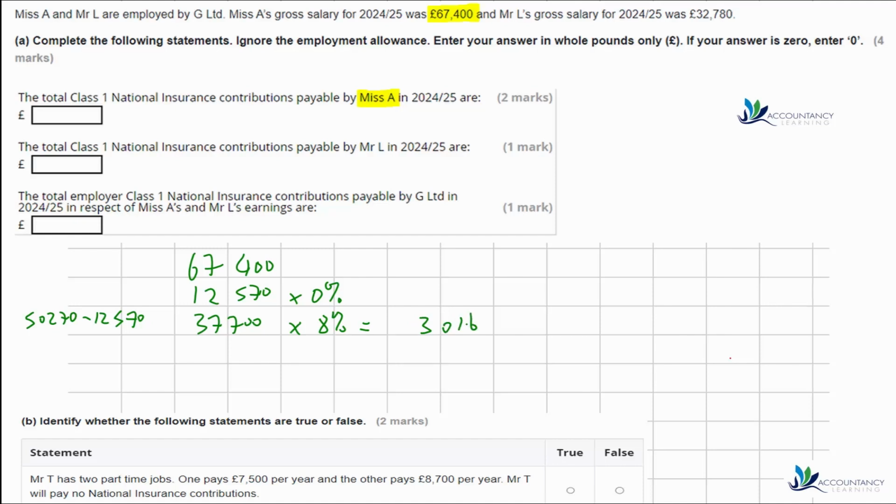And then above that, we've got the 67,400, her total income, less the second threshold of 50,270. So here we have 17,130, which would be taxed at 2%. And that's going to be 342.60. So the total national insurance is 3,359. Remember, it's asking to work in whole pounds, so 3,359.